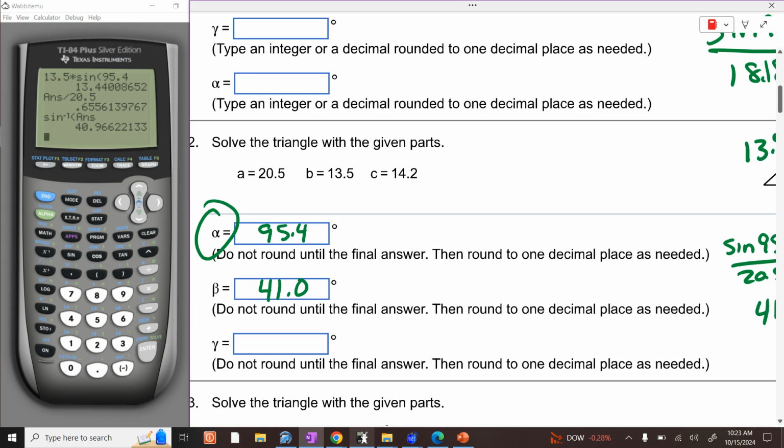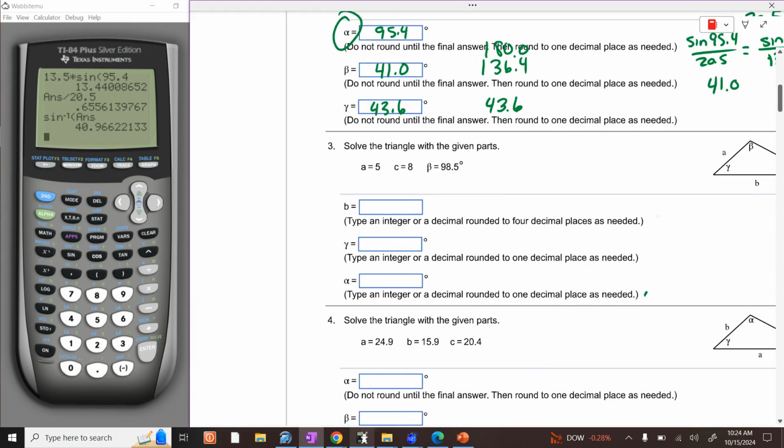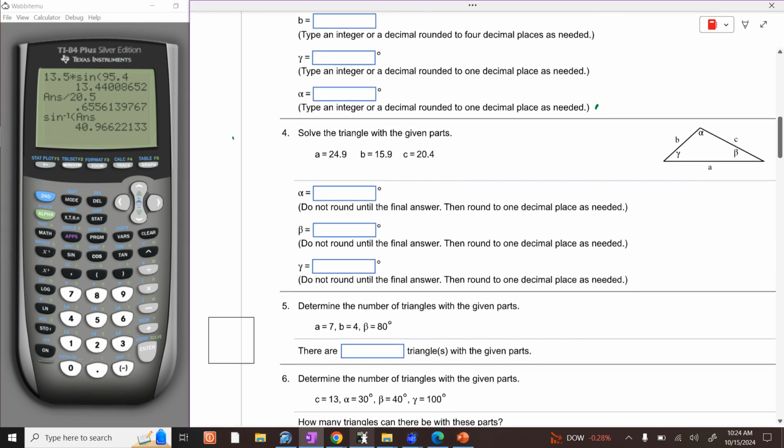And these two add up to 136.4, and 180 minus that is 43.6. There we are. Law of cosines. Okay. This is side side side. I think we're good with that. Let's do another side one.